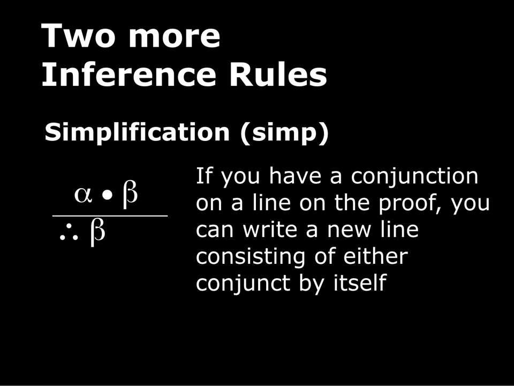And what this rule says is that if you have a conjunction on a line, you can write a new line that just consists of either conjunct by itself. So if I have alpha and beta, I can just take the second conjunct by itself on a line. I could also do the first conjunct by itself, either one.